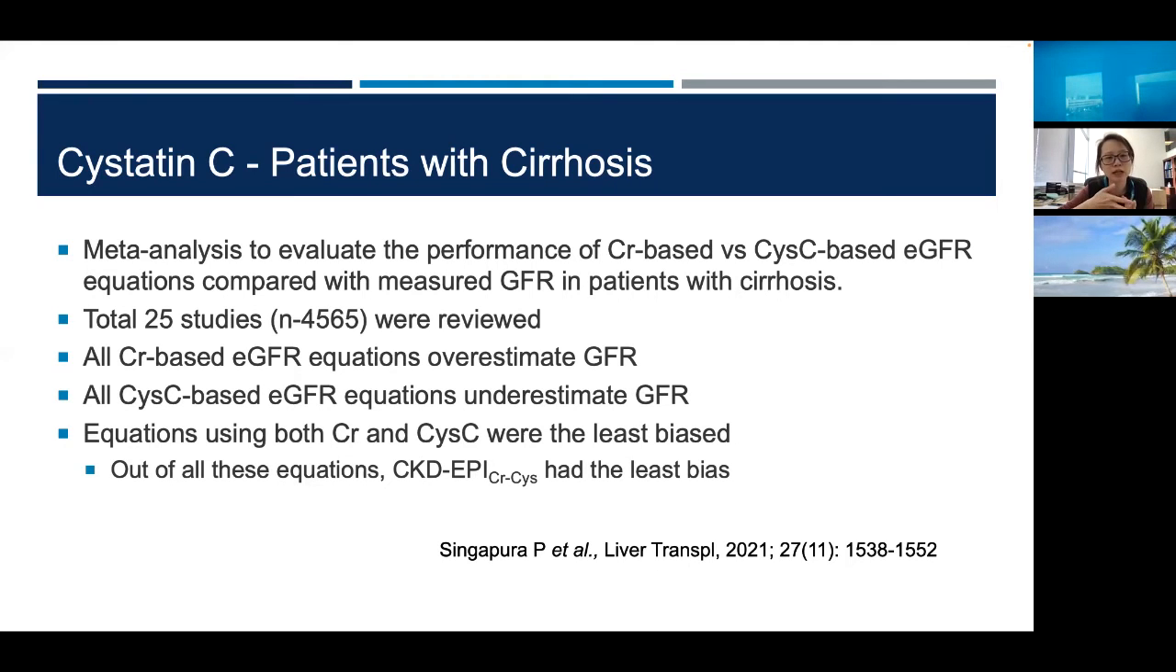And when they looked at equations using both creatinine and cystatin C in their calculation, it tends to be least biased. So based on this finding, they recommend that when you look at a patient with cirrhosis, it is best to use an equation that includes both creatinine and cystatin C to estimate GFR in this patient for more accurate assessment.